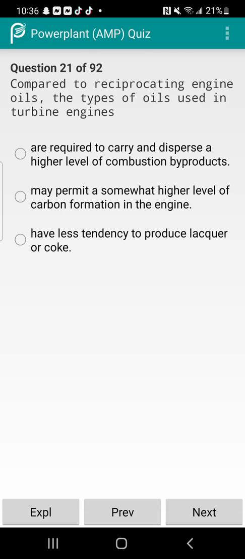Compared to reciprocating engine oils, the type of oils used in turbine engines have less tendency to produce lacquer or coke.